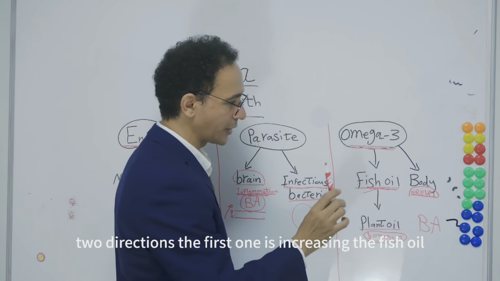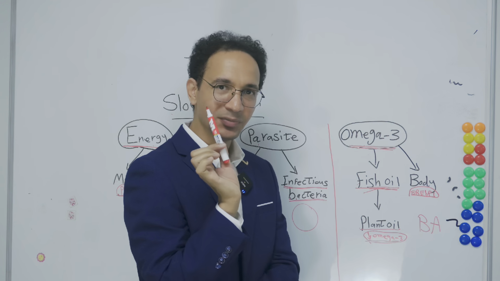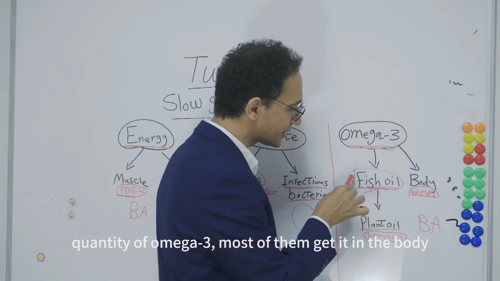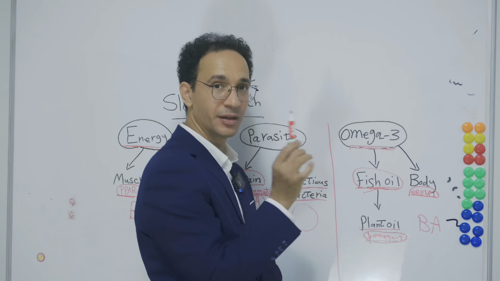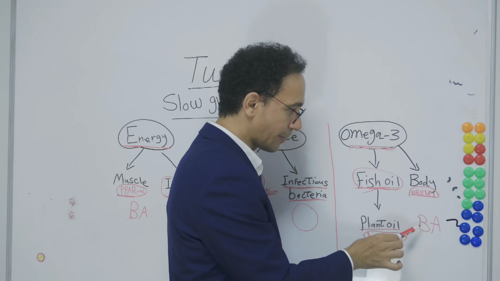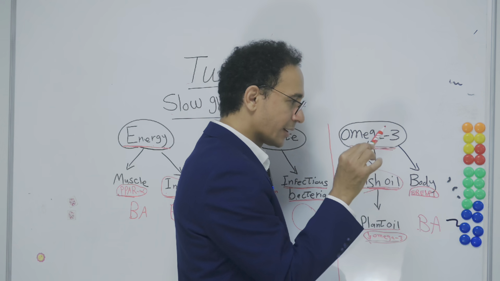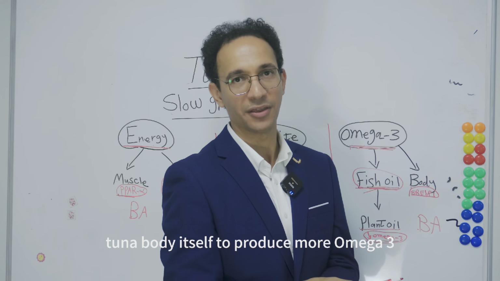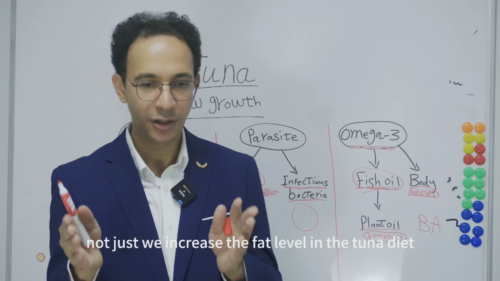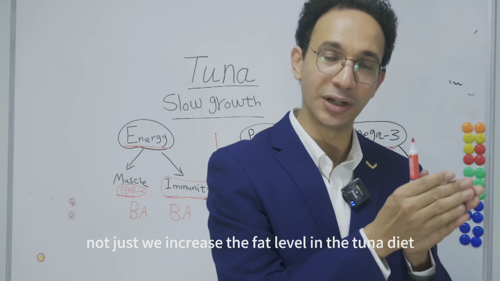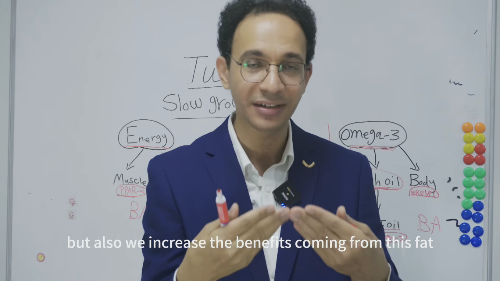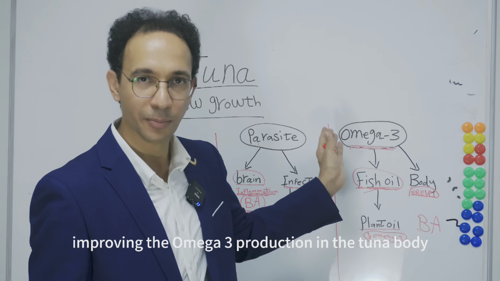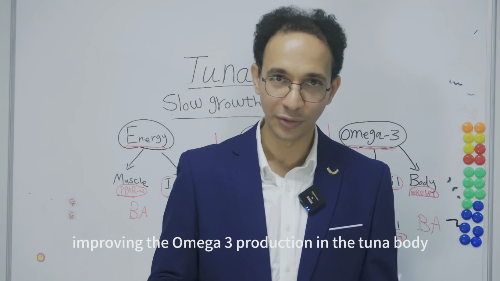There are two directions. The first one is increasing the fish oil utilization, digestion or absorption, so that most of the omega-3 quantity gets into the body. Number two, the bile acid motivates and induces the tuna body itself to produce more omega-3. So here we increase the fat level in the tuna diet, but also we increase the benefits coming from this fat for energy, for parasite protection, and also for improving the omega-3 production in the tuna body.